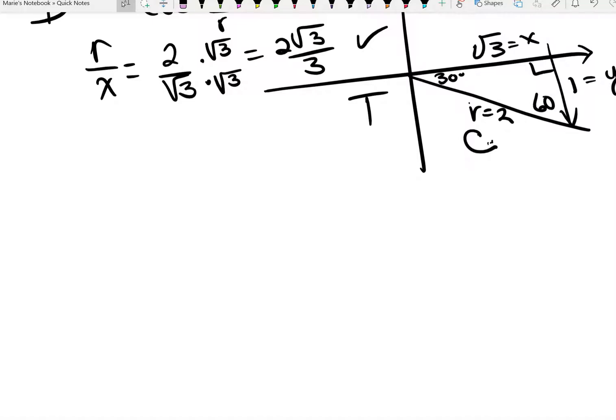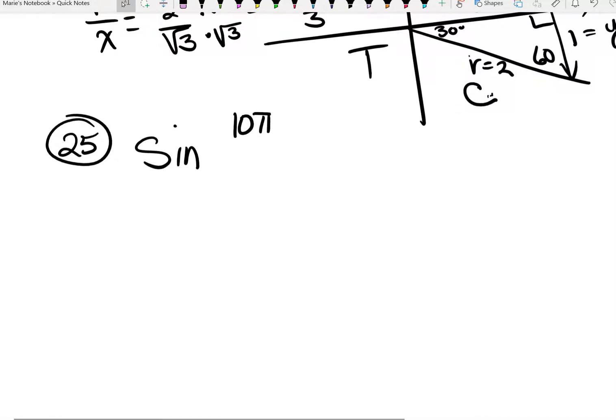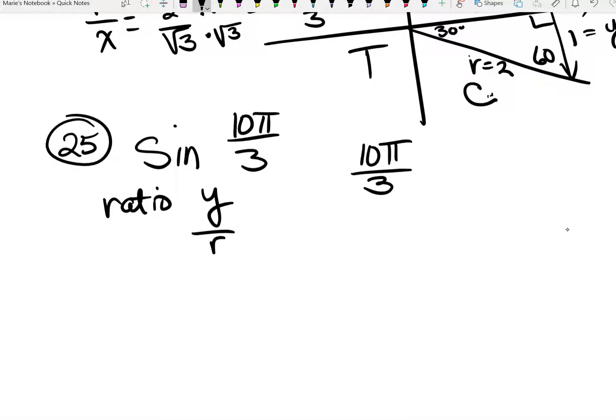Number 25, 26, 27 are similar. The trick to these, and here's what I would suggest to you, so that you don't have confusion. I'll explain it in multiple ways, but it's so you don't have confusion. We're looking at sine of 10 pi over 3. Think ratio for this is y over r. We start with that. Second thing I would do is you can either convert this so this becomes degree mode.